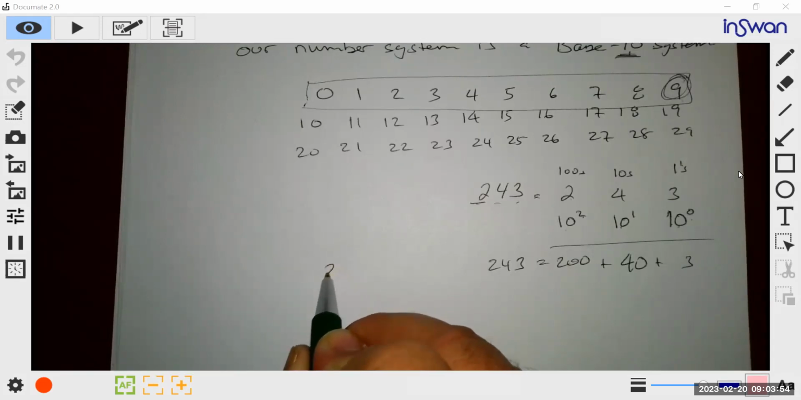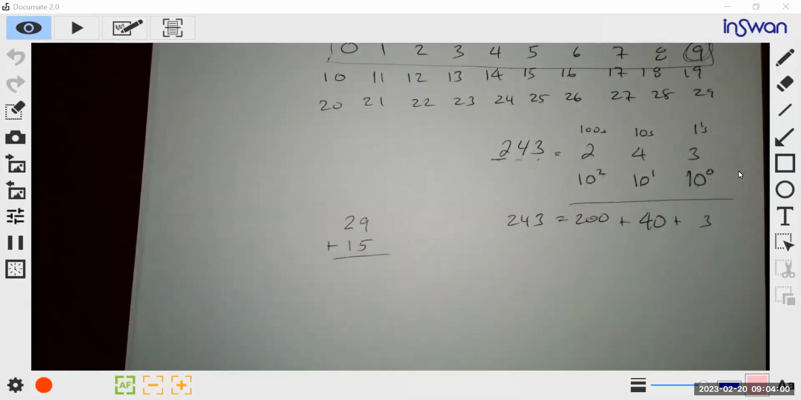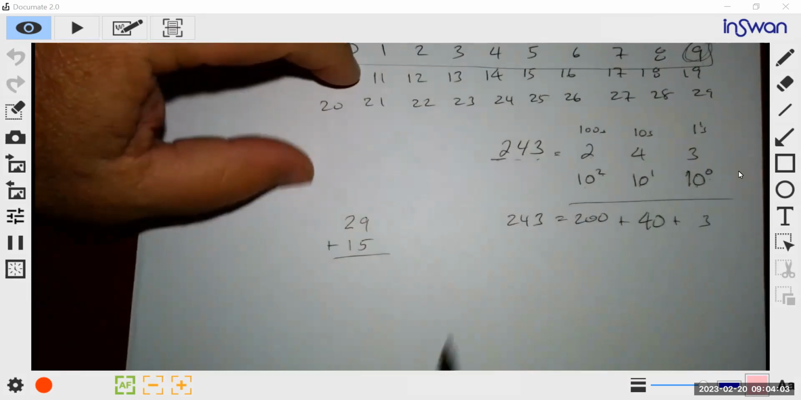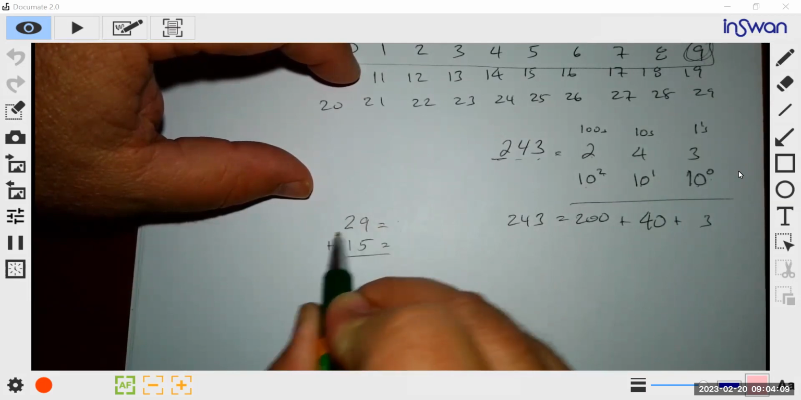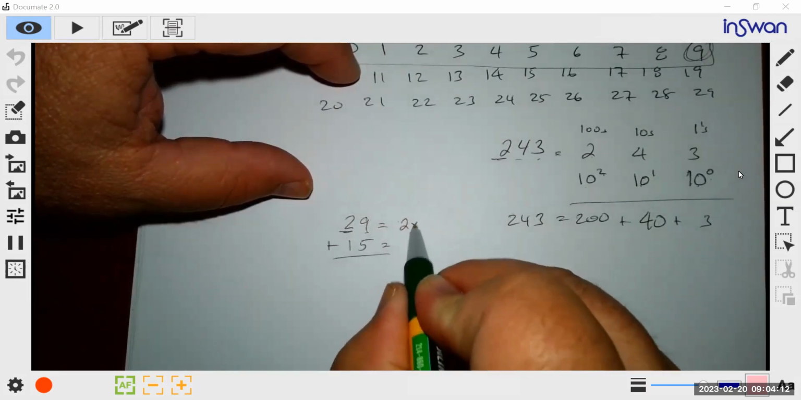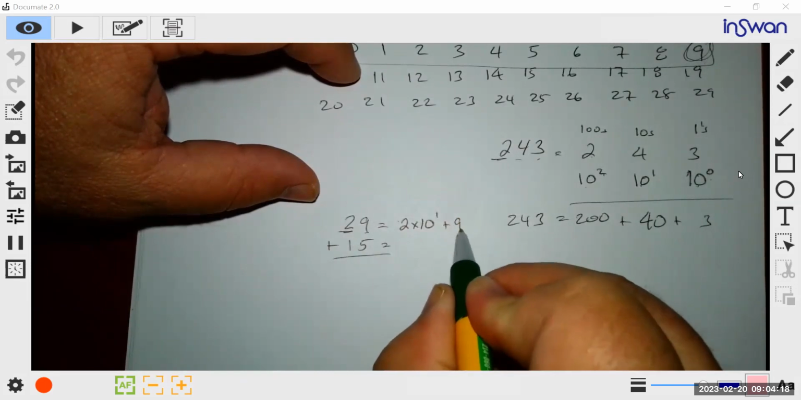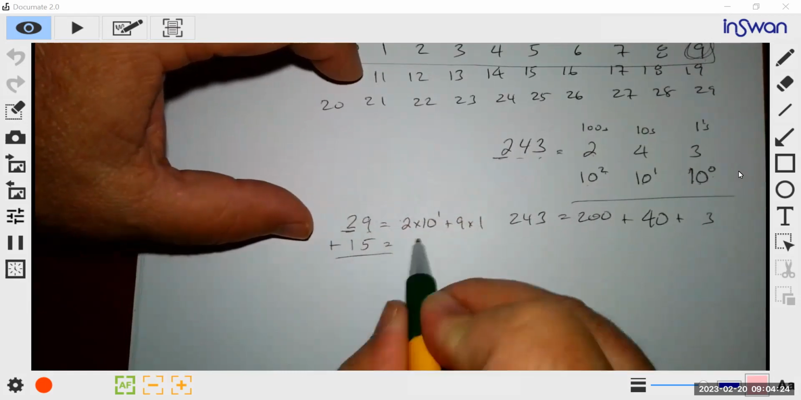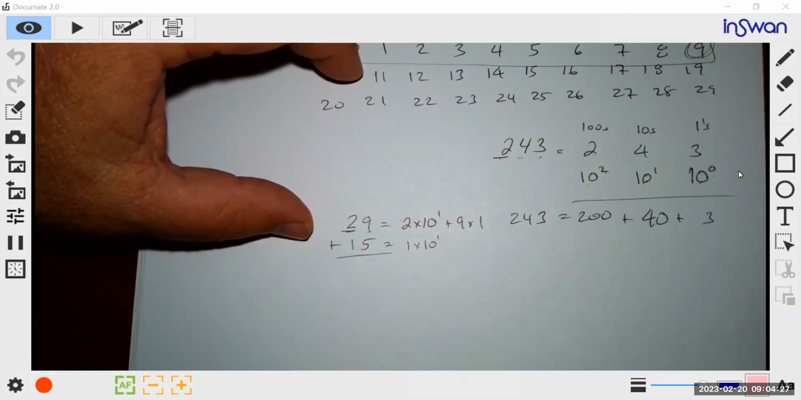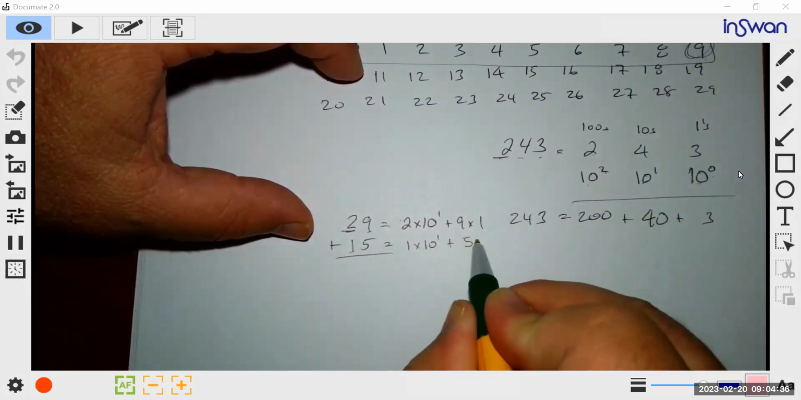Our addition. Remember these numbers. This is the tens column. That's the one. So it's 2 times 10 to the first plus 9 times 1. Next number, the one here is 1 times 10 to the first, 5 times 1.